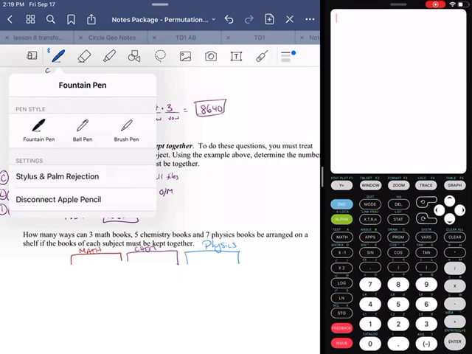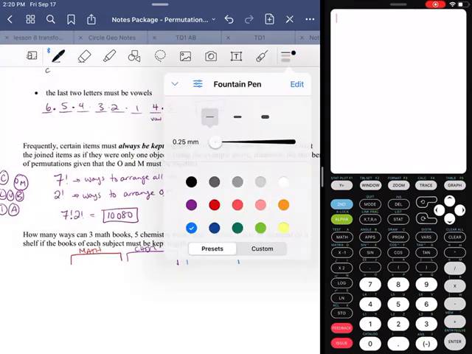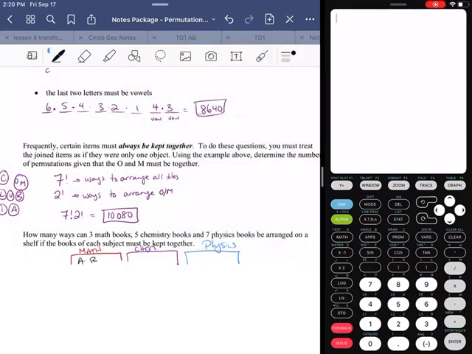You've got book A, B, and C. And then chem, you've got 5 books. So you've got chem A, B, C, D, E. And then physics, you've got 7. So A, B, C, D, E, F, G. Okay.